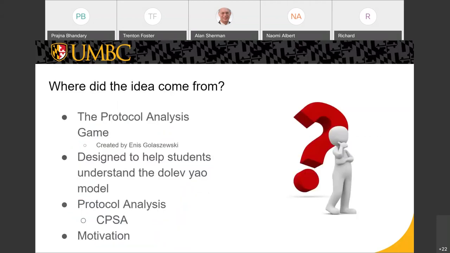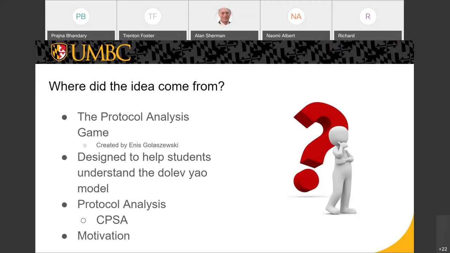So where did this idea come from? It came from a game called the Protocol Analysis Game created by Anna Skoloszewski. This game was originally made for use with pen and paper. After COVID started, Ennis created a version designed to work over text.